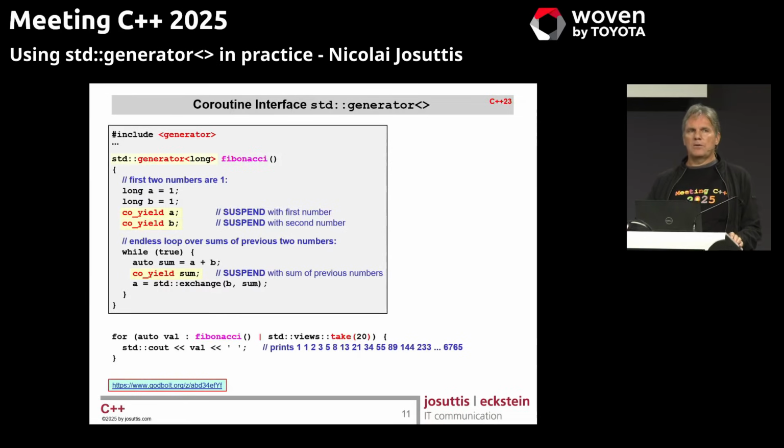Let's iterate over all Fibonacci numbers. A Fibonacci generator is a view, it's a range you can iterate over. You can use it at the beginning of a pipeline of processing. So you could say, for example, let's only take the first 20 elements here. And with that, you get the corresponding output here.